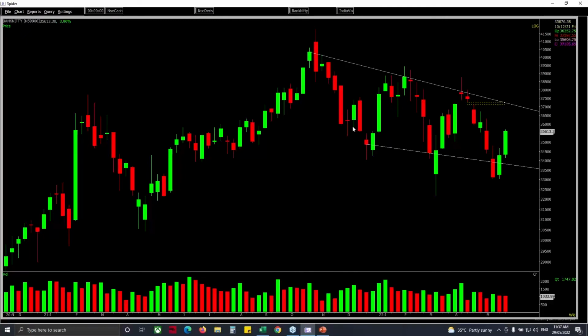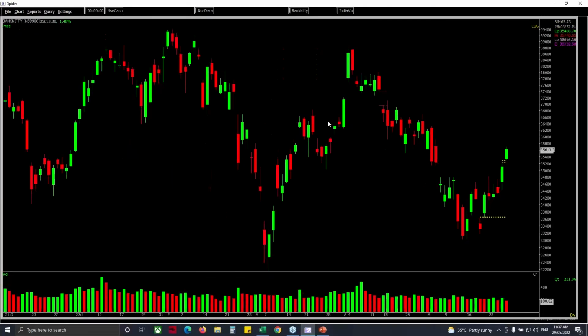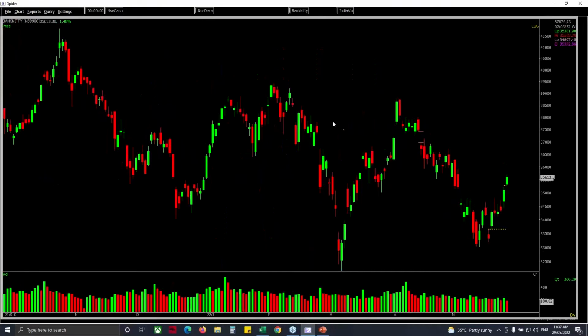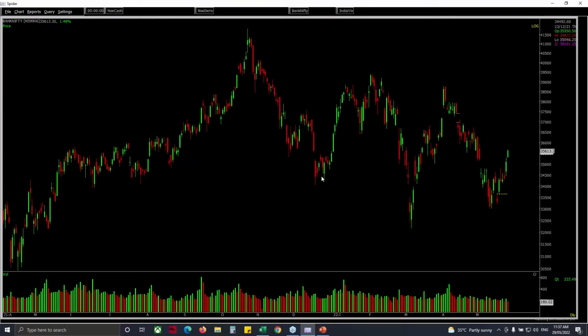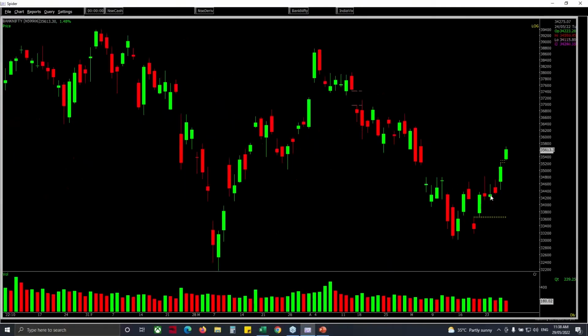Let's get back to the daily chart to get a clearer view. One more thing that can be noticed is a lower high, lower low, lower high, but higher low. Something that we can keep in our view while watching Bank Nifty.